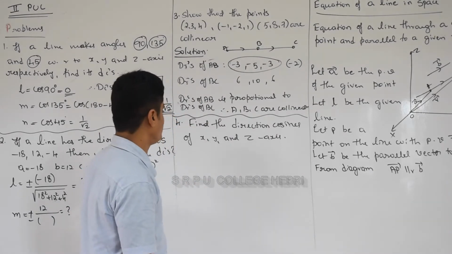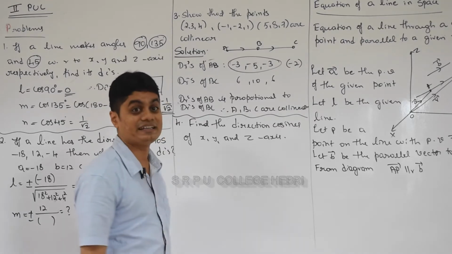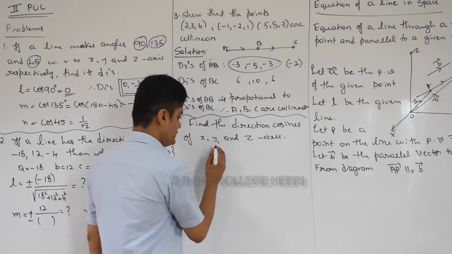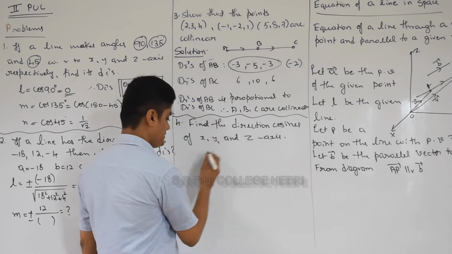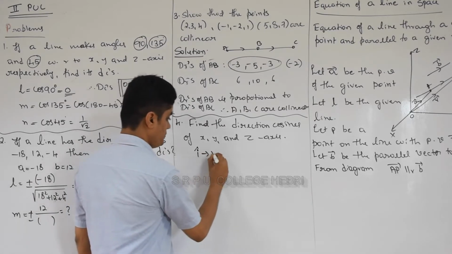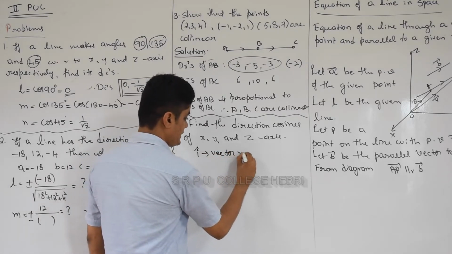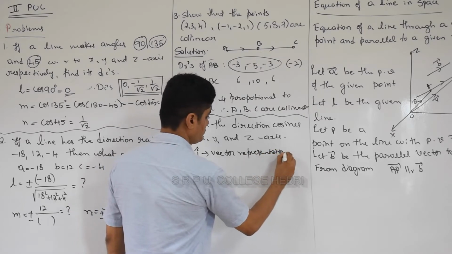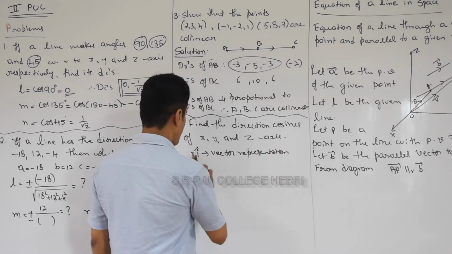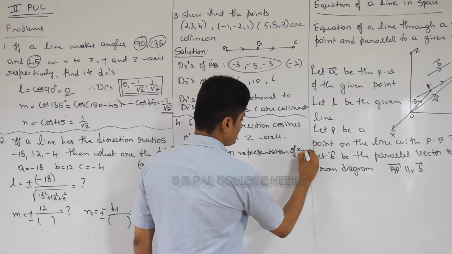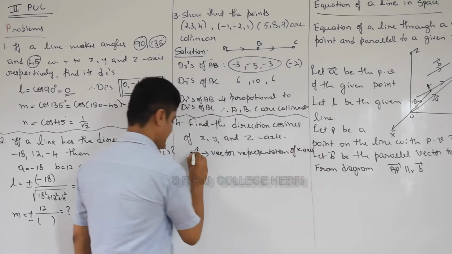Find the direction cosines of the x, y and z axis. So how will you usually represent the x axis? I cap is enough, right? This is the vector form, the vector representation of the x axis. You can also write xi, or I cap is enough. Even if you write xi, nothing will happen.